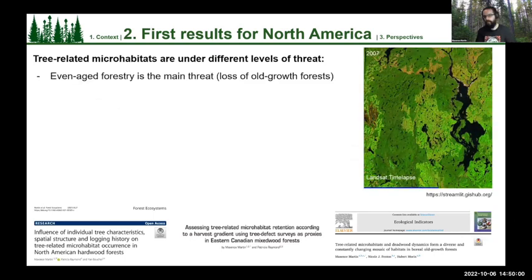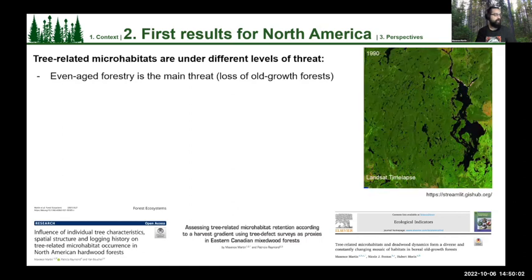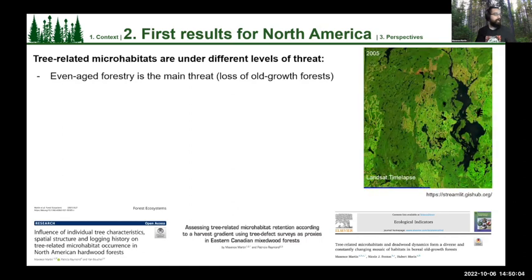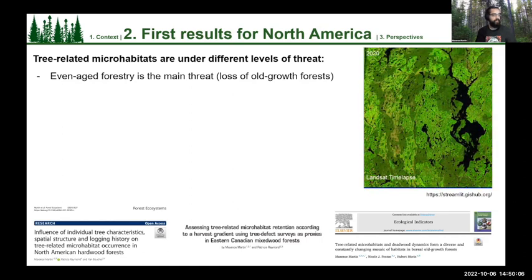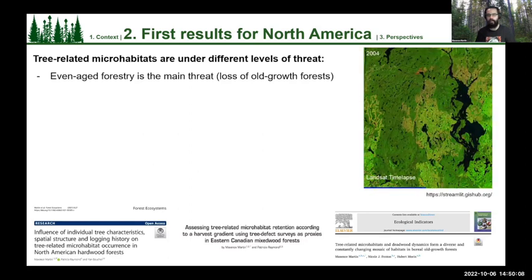And the main threat, in fact, is even forestry because we're overusing forest. Because indeed, in general, we observe a peak in tree-related microhabitat richness and diversity in old-growth forest, and because of even-aged forest management, we are rapidly losing old-growth forest, so consequently, we are losing tree-related microhabitats.